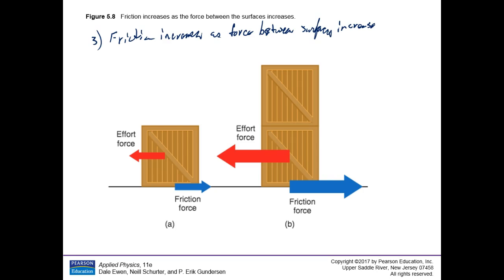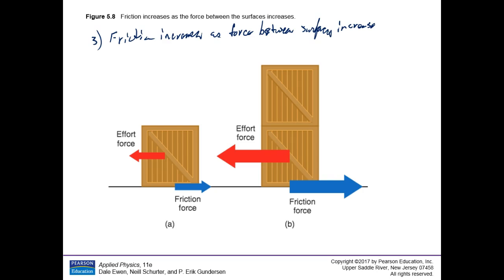Take the same crate, another one just like it, and put another one on top. Now you've got twice as much weight down on the surface, so you're going to have basically twice the frictional force, so you're going to have twice the effort to move that. That kind of makes sense, right? So that's the third characteristic of friction.